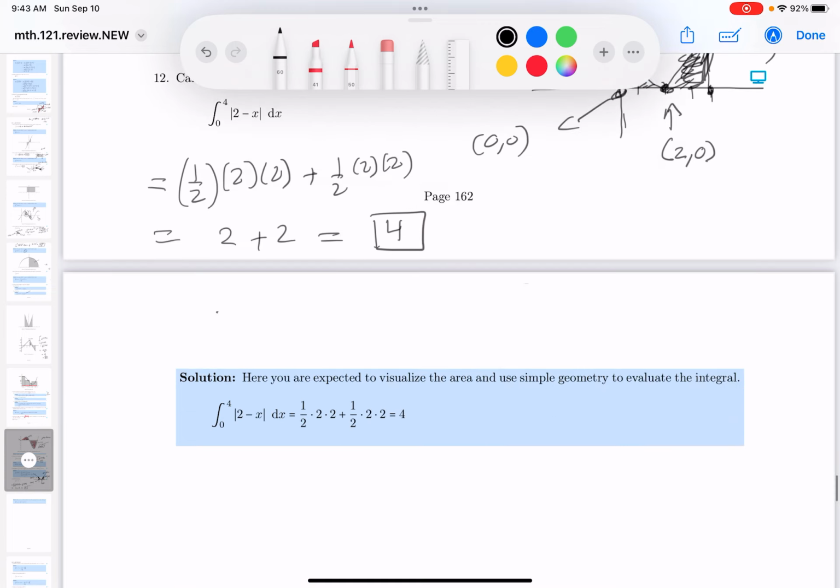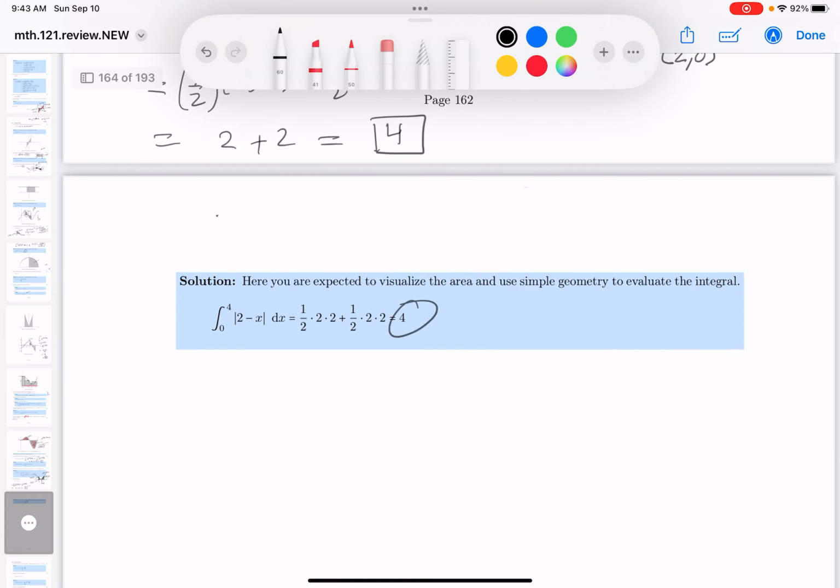Look at the key and see if you see that. And again, it says, expected to visualize using simple geometry. And we did do that. Are there other ways to do it? Of course there are. But this is the way we want you to approach the problem initially. And it really does save you with some more difficult problems later on if you have some sense of visualization before attempting an integration. Thank you.